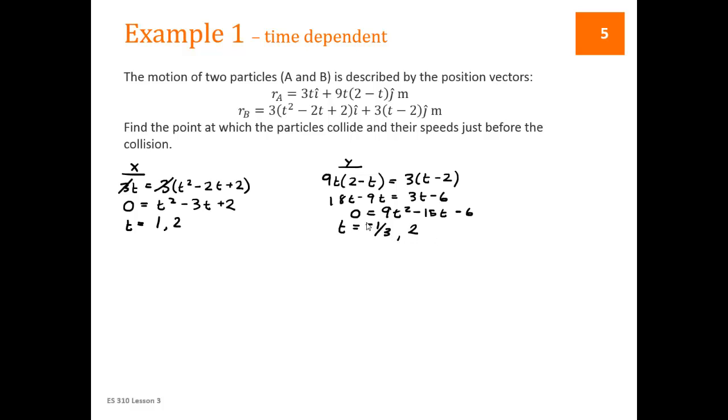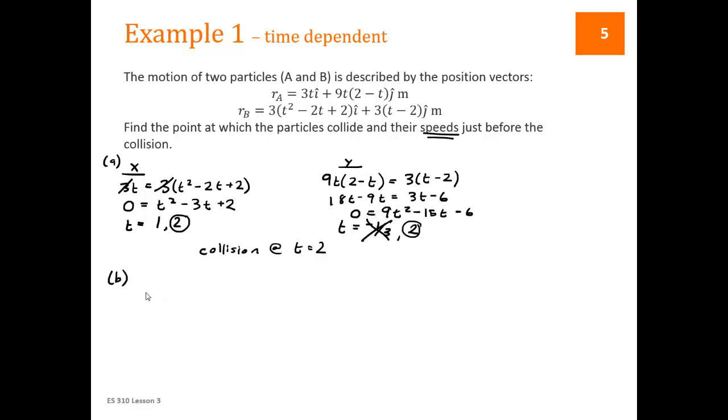Now obviously negative 1/3 is not an option. Time cannot be negative. So we'll get rid of that, and we notice that there is a time that satisfies both of these equations, t equal to 2. So we're going to get a collision at t equal to 2. So that's part A. Part B asks us for information about the velocities, or not the velocities, the speeds of each of these particles right before they collide, so at t equal to 2.